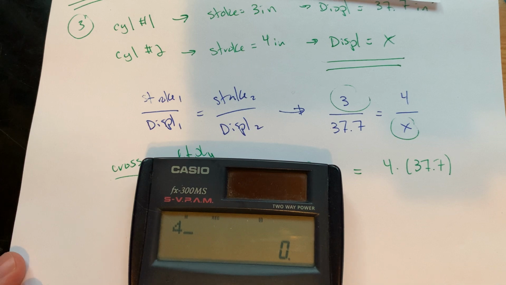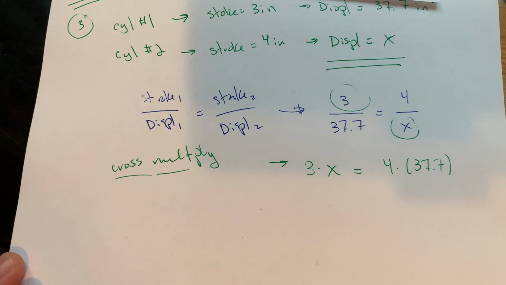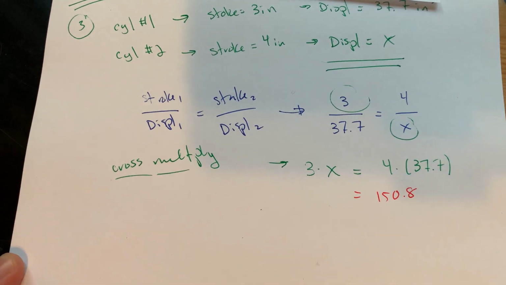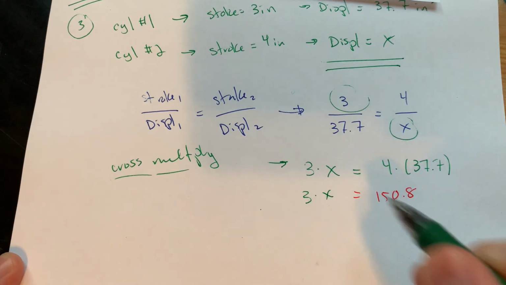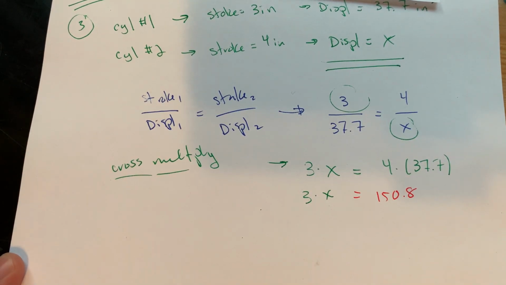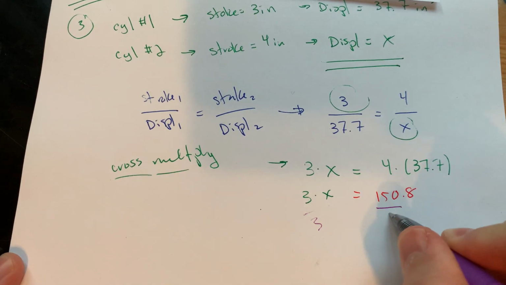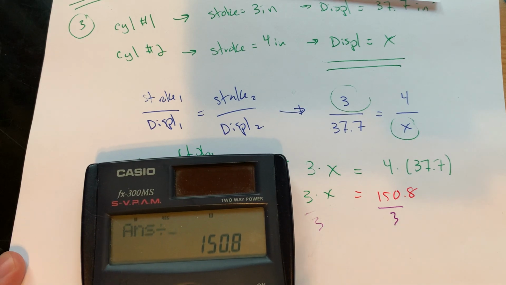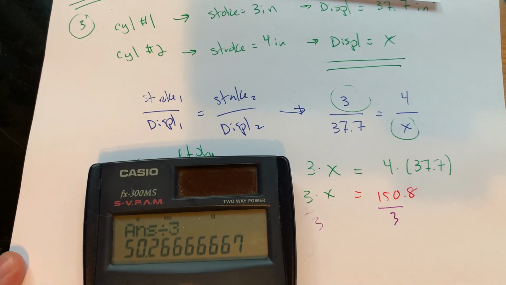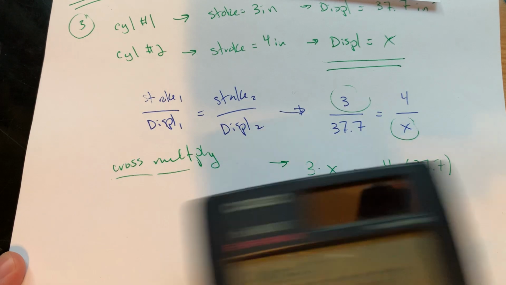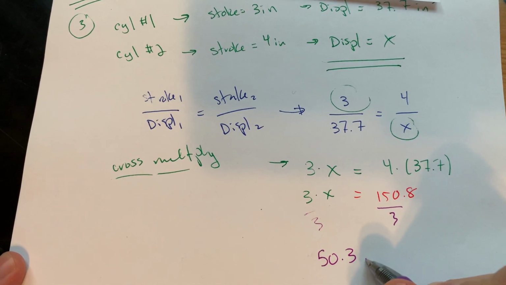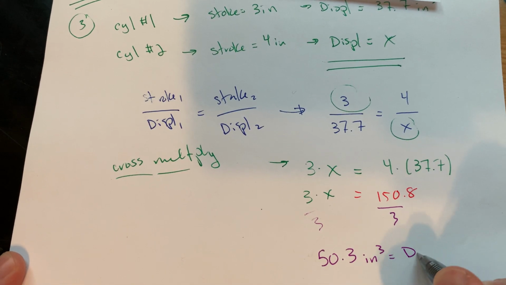Let's crunch it. 150.8 on the right equals 3x on the left. So then to get my x, right, to get my new displacement, I just need to do a quick division by 3. Pop it in. Divide by 3. So 150.8 divided by 3 is 50.2666. We'll call that 50.3, and this is displacement, so that's cubic inches.